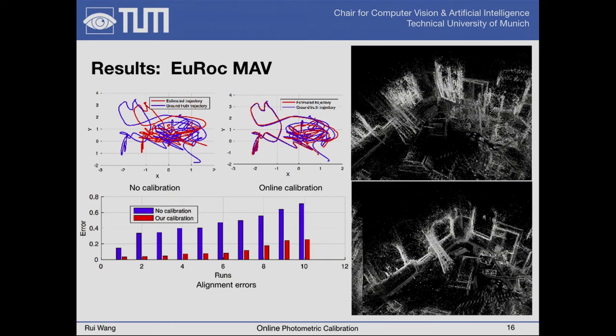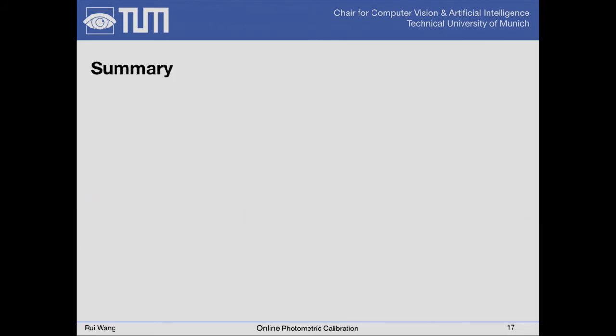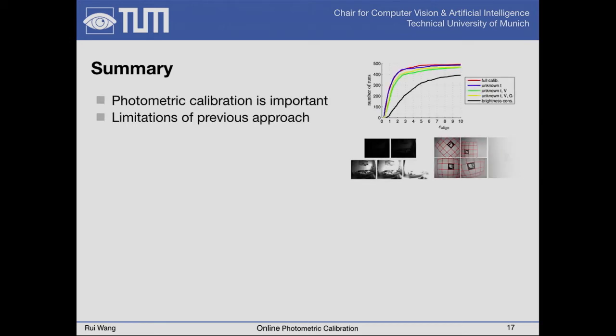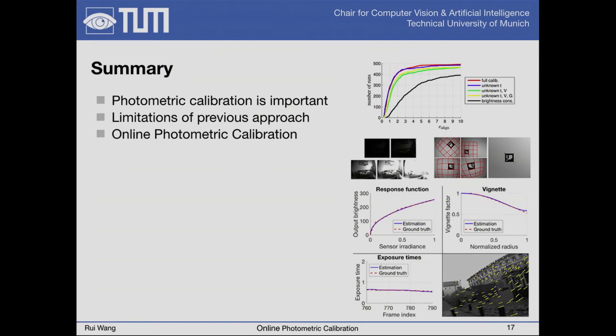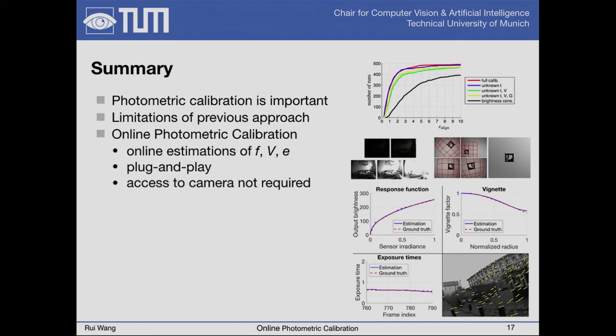To summarize, photometric calibration is important, and there are a lot of limitations of the previous approaches for photometric calibration. So we propose an online photometric calibration which can estimate the three photometric factors online, and you can use it in a plug-and-play mode, and it doesn't need access to the camera. And it improves the result of DSO significantly.